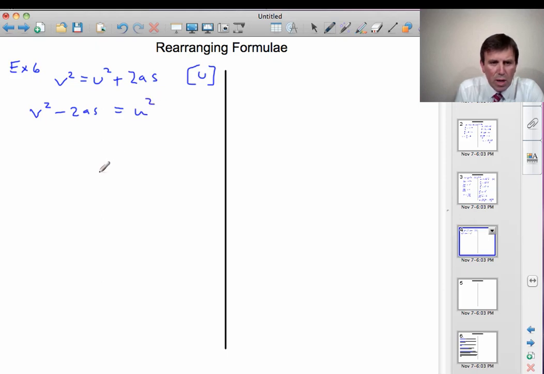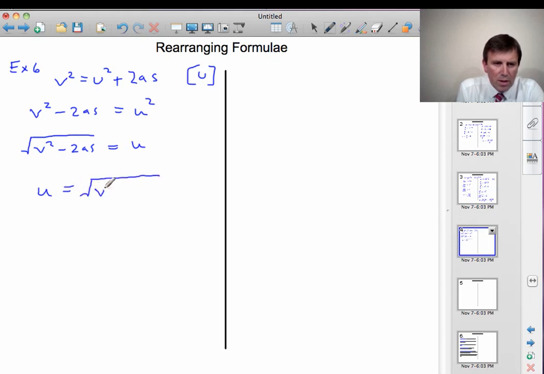Now I simply need to take the square root of both sides of the equation, but it's the square root of the whole left-hand side. To give a final answer of u equals the square root of v squared minus 2as. What you have to be careful with here is not to take the square root of individual terms. You can't just take the square roots off and say v equals u plus the square root of 2as. Only take the square root of the whole of the left-hand side of the equation and the whole of the right-hand side of the equation.